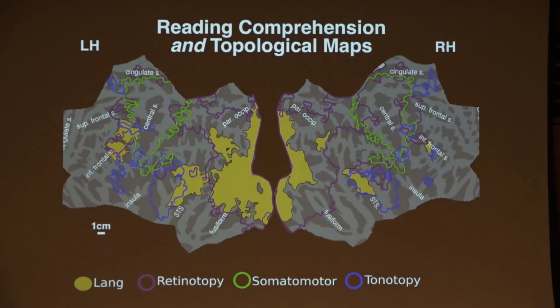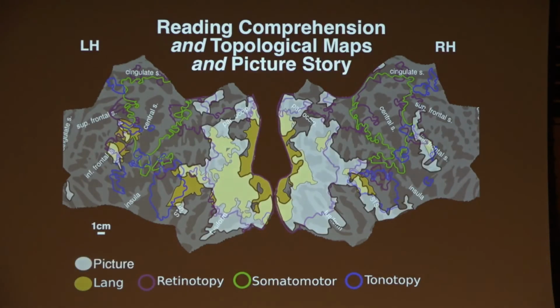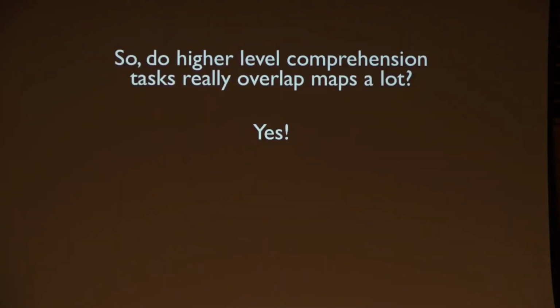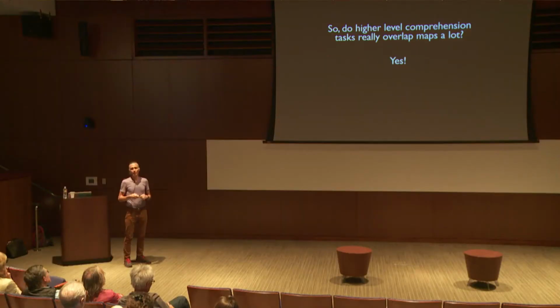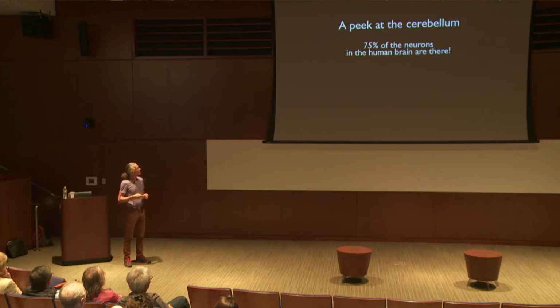So there's the language plus 3 maps. Here's an overlay of the scene comprehension versus moving your eyes and attending to things and doing everything else except not comprehending anything because it's all scrambled up. And you can see that there's a lot of overlap between the scenes and the language, and there's a lot of overlap between the scenes and the language and all the maps. So yes, there's a lot of overlap there between these maps and real cognition.